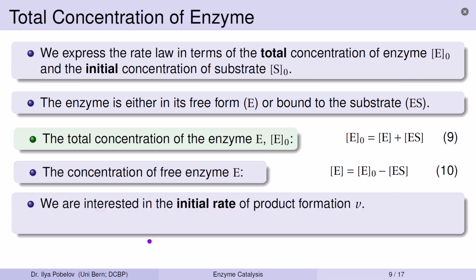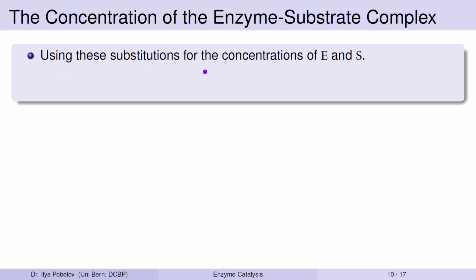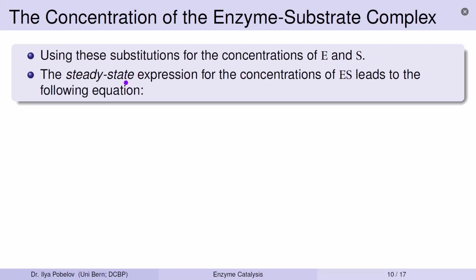Since we are interested in the initial rate of product formation and the substrate is typically in large excess relative to the enzyme, the free substrate concentration at the beginning of the reaction is approximately equal to the initial substrate concentration. Using these substitutions for the concentration of E and S, the steady-state expression for the concentration of ES leads to the following equation.